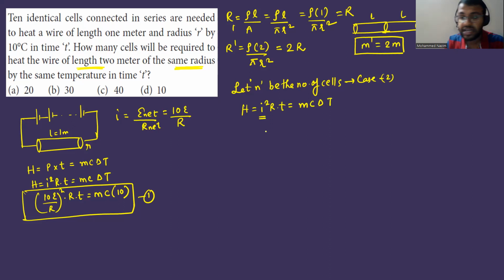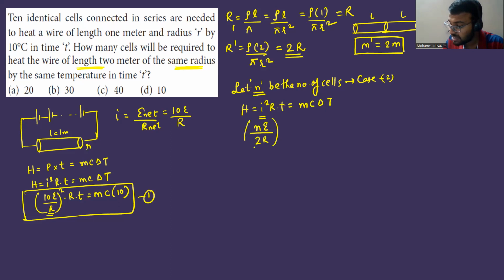Now, what is the current? The current is nothing but the net EMF by the net resistance, because we have assumed n cells. Before there were 10 cells, so it was 10E by R. Since it is n cells, the current will be the total EMF nE divided by the total resistance. What will be the total resistance? Here the resistance was just R. Here the resistance became how much for the wire? 2R.